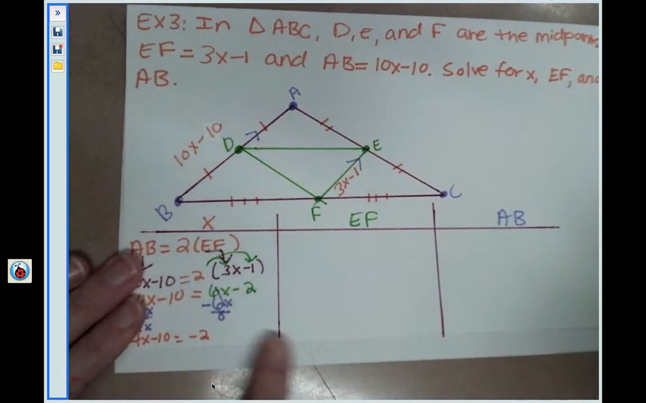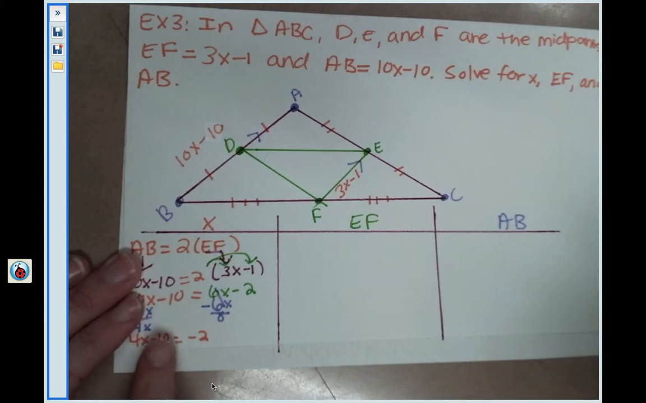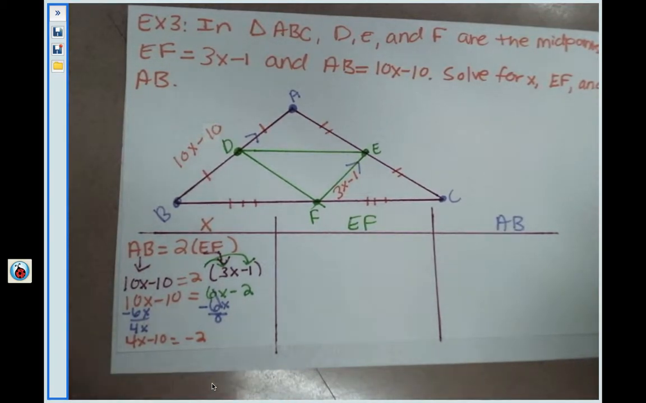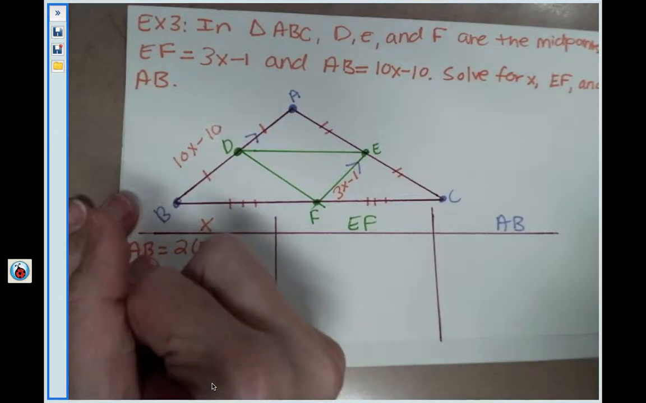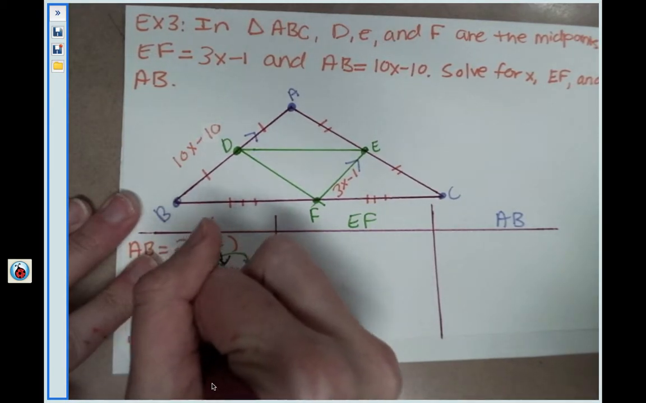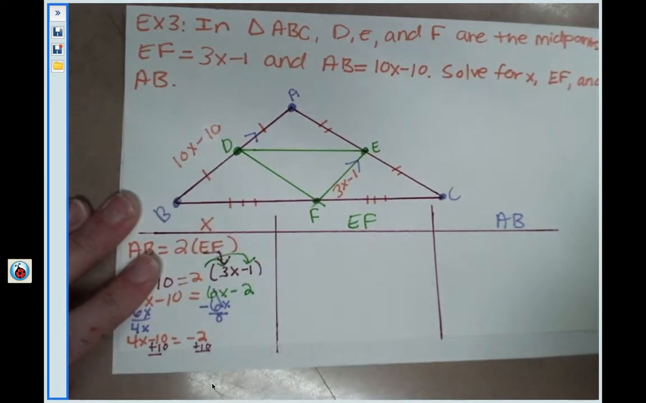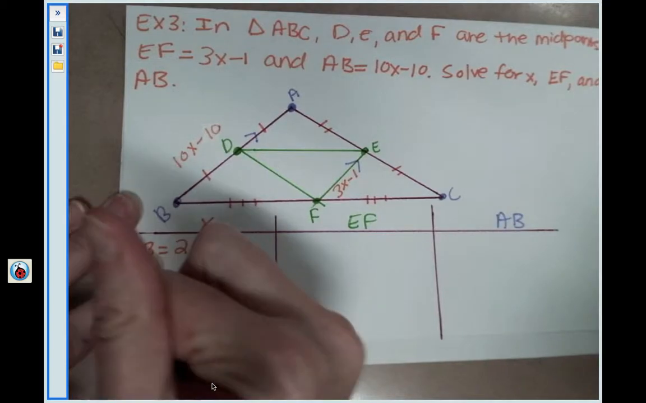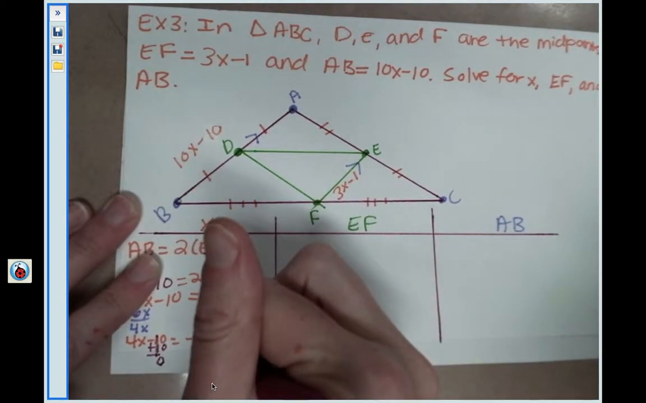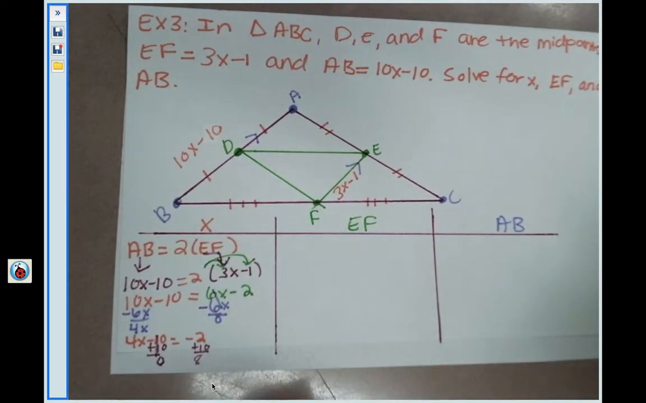All right, now I gotta move everything to the other side because this negative 10 right now is irking me, because I want to get x by itself. So how do I move negative 10 to the other side? I would add it. Nice. Which negative 10 plus 10 cancels and turns to 0. And negative 2 plus 10 is 8, which I'm running out of room.